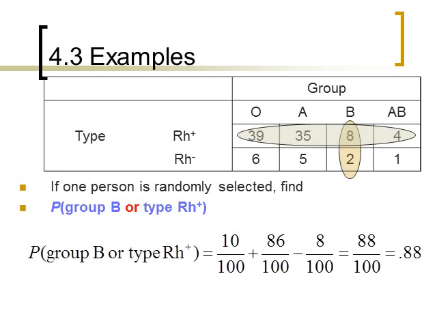Now, can this happen at the same time? Well, yes, when I circled the row and the column, I overlapped at the number 8. So I have to subtract the overlap, 8 out of 100. And so when you add 10 and 86 and subtract 8, you get 88 out of 100, which equals 0.88.